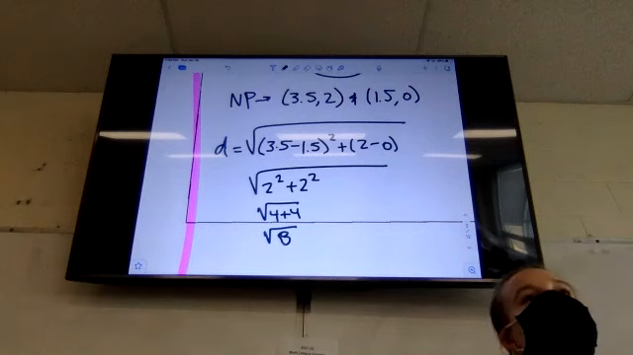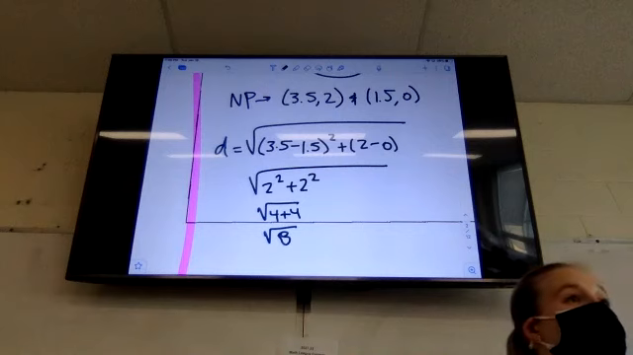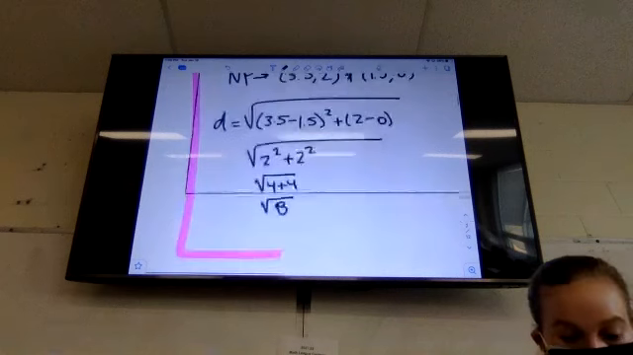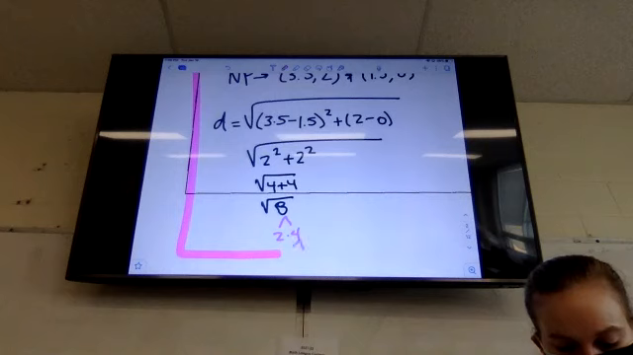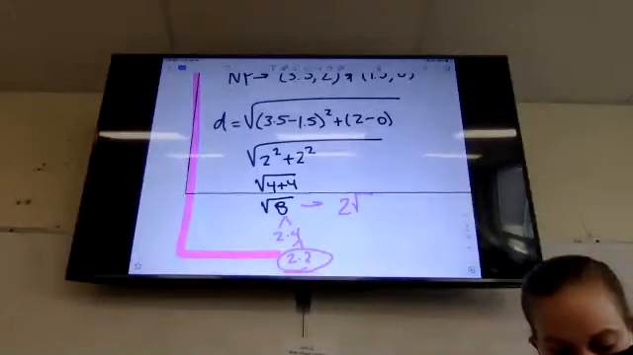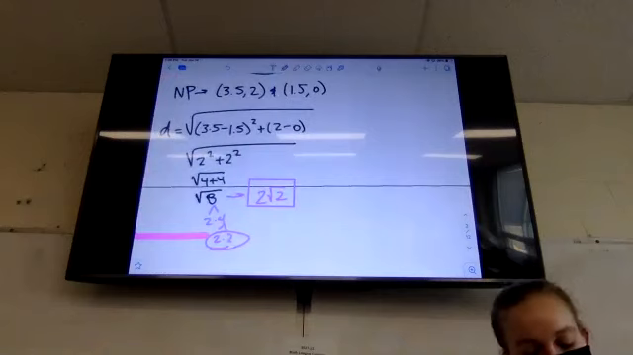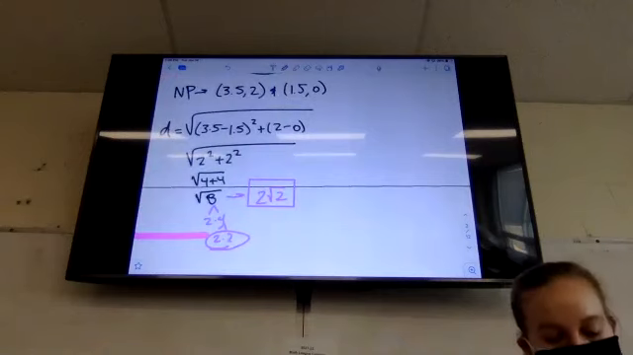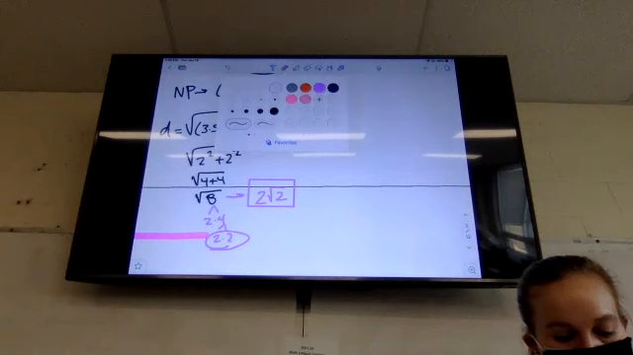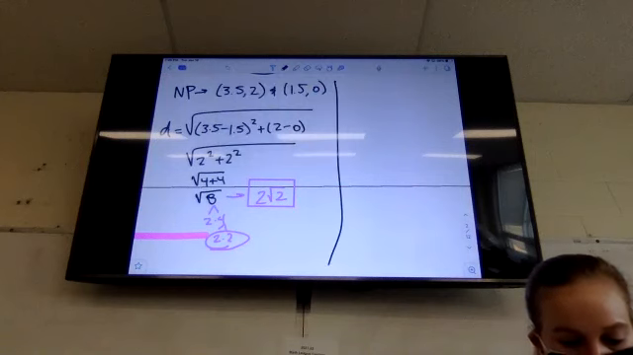Do you remember how to simplify radicals? Ooh, we're hitting a lot of things today. 2 and 4 and 2 and 2. Every time you see a pair, it comes out. You did NP. I got my distance to be 2√2. Go do KL now.